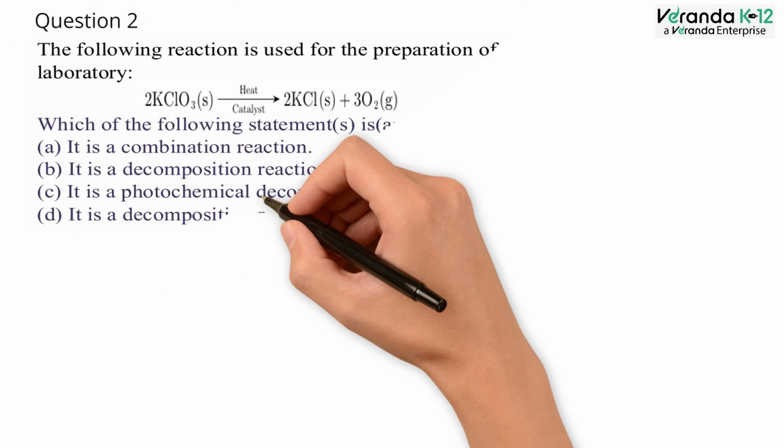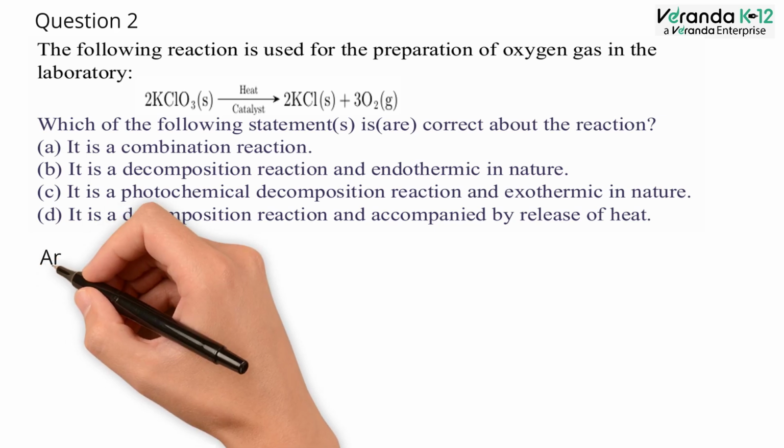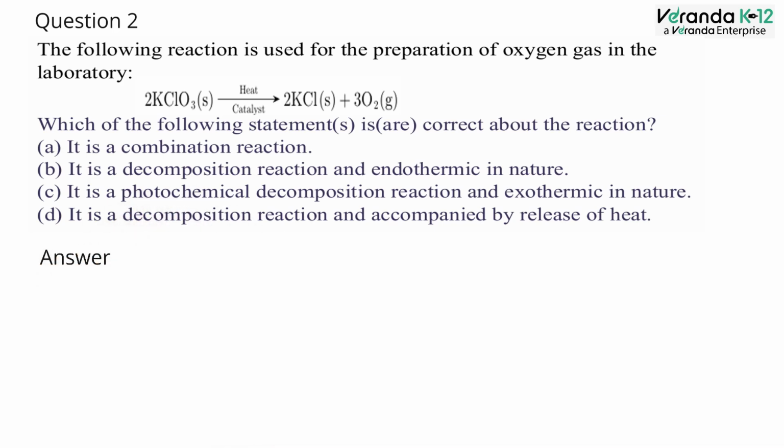Question number 2. The following reaction is used for the preparation of oxygen gas in the laboratory: 2KClO3 gives 2KCl plus 3O2. Which of the following statements are correct about the reaction? A. It is a combination reaction. B. It is a decomposition reaction and endothermic in nature. Option C. It is a photochemical decomposition reaction and exothermic in nature. Option D. It is a decomposition reaction and accompanied by release of heat.